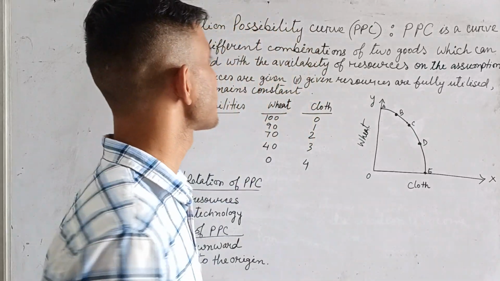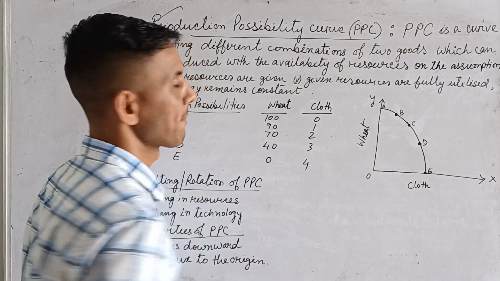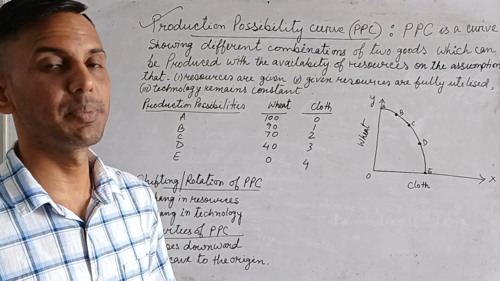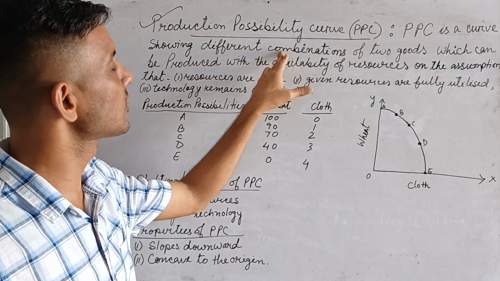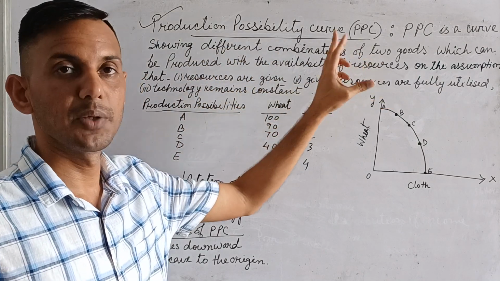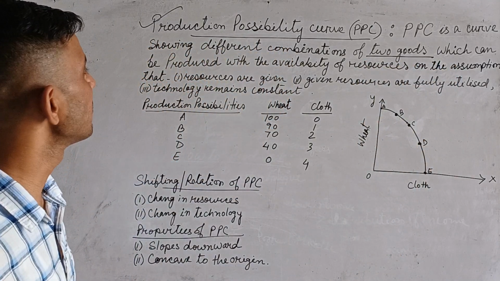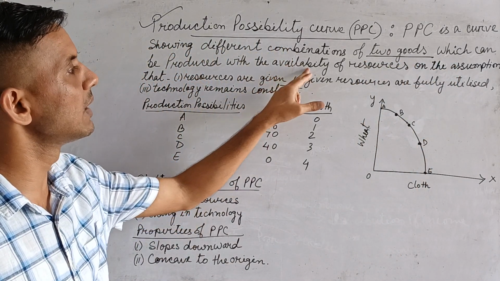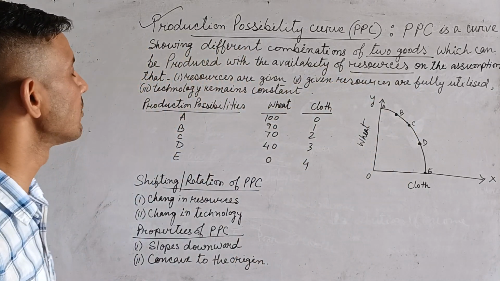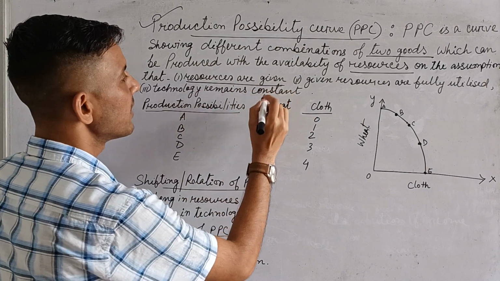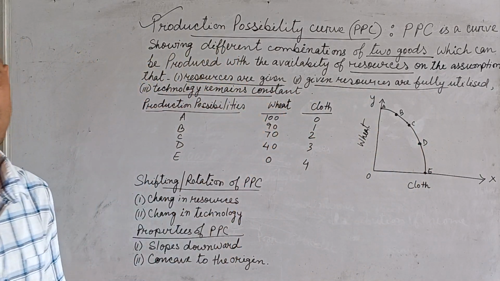Today we are going to discuss the production possibility curve, PPC. First, what is the PPC? PPC is a curve showing different combinations of two goods which can be produced with the availability of resources, on the assumption that resources are fully utilized and technology remains constant.